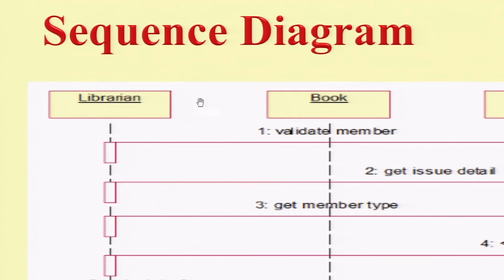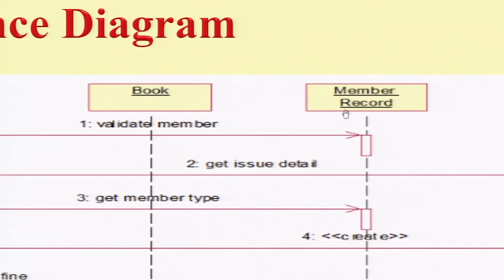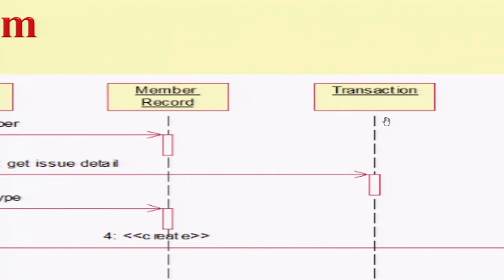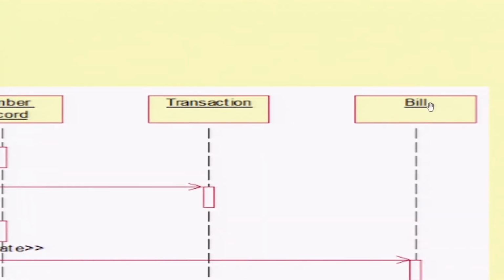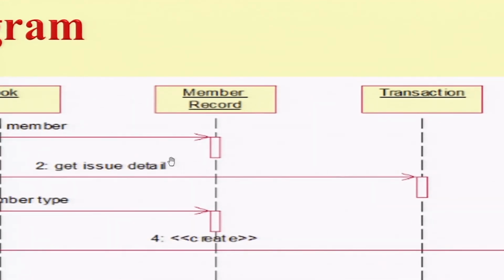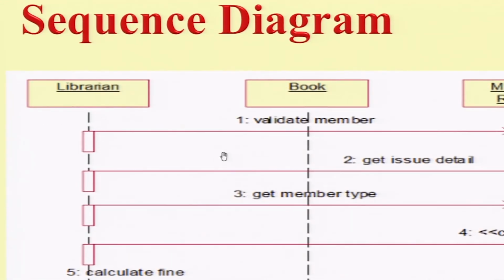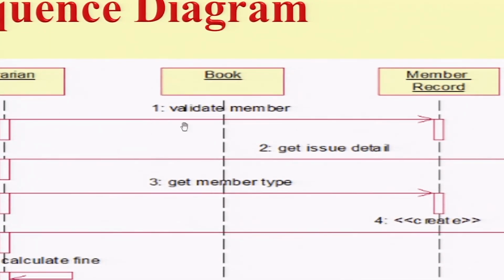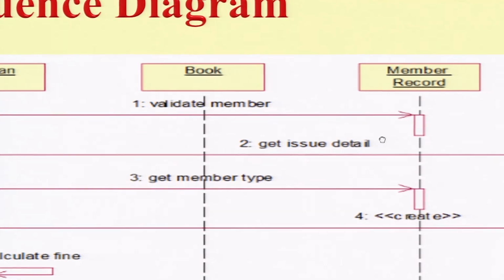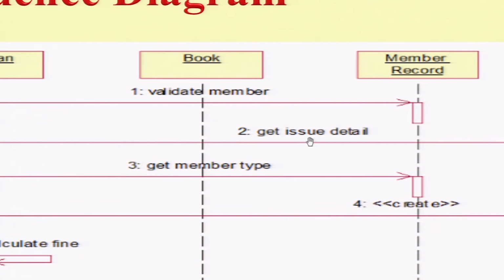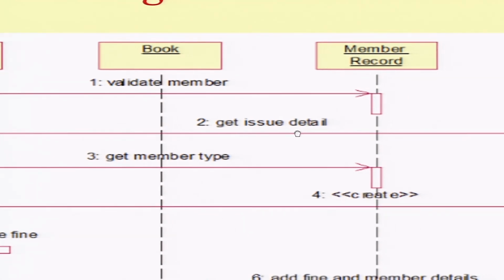So as far as the sequence diagram is concerned, we have a librarian, a book, member records, as well as the transaction details and the billing details for collecting fines. The librarian will be checking whether this particular member is a valid member, or whether this member has an account in the library. So he will be validating the member with the member records, and then he will issue the books if the data is correct.